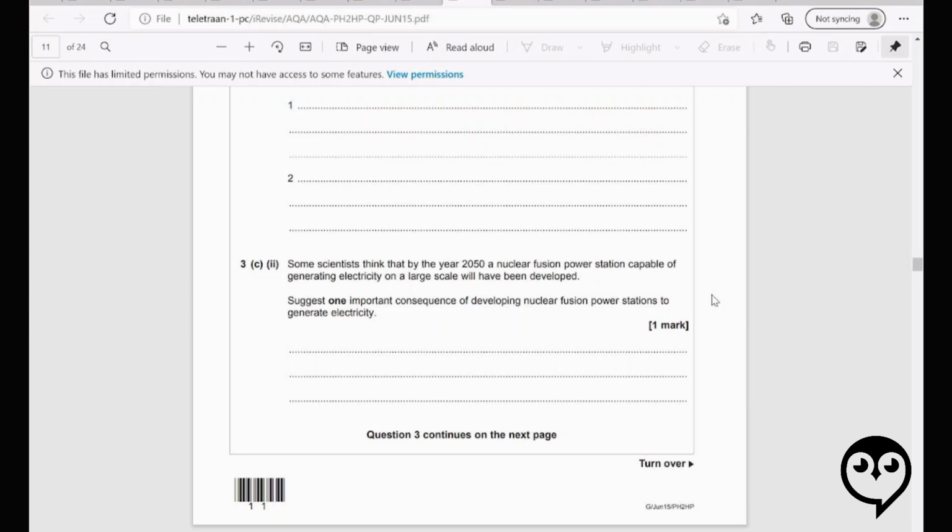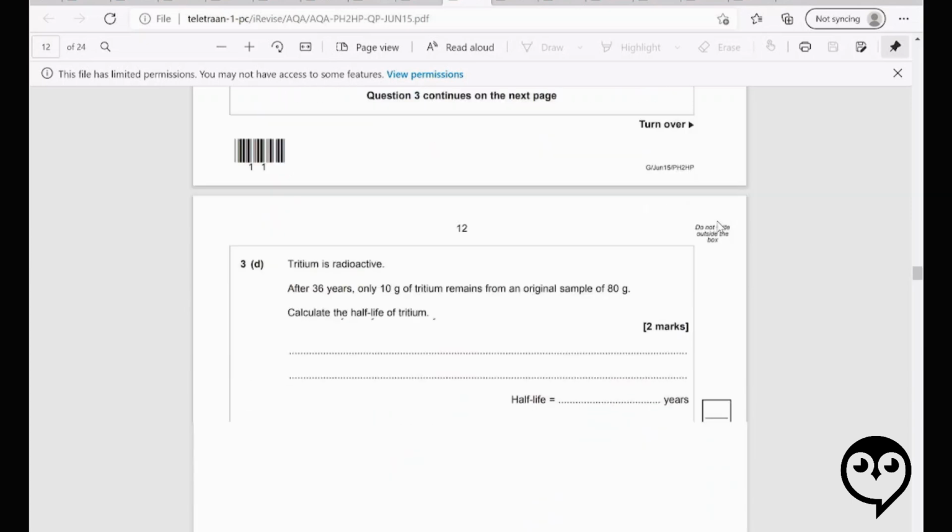So just one important consequence of developing nuclear fusion power plants to generate electricity. Well, they don't give off as much radioactive waste as nuclear fission power plants. So that would be my guess. And also, it's relatively sustainable because you've got your ocean as your raw ingredients there.